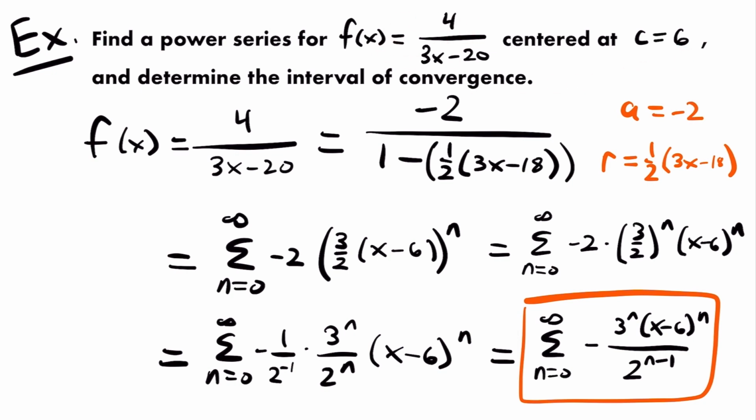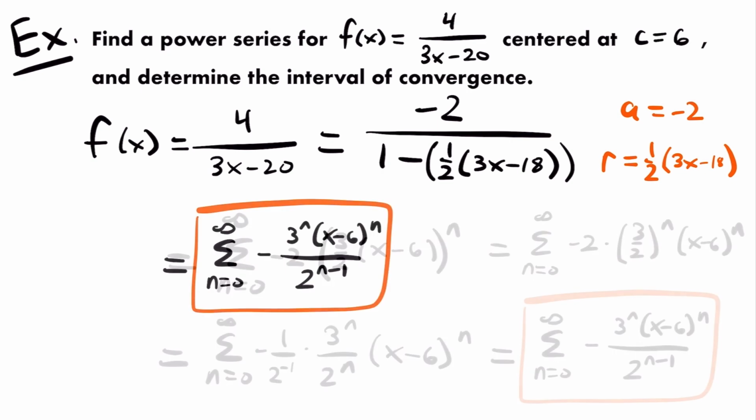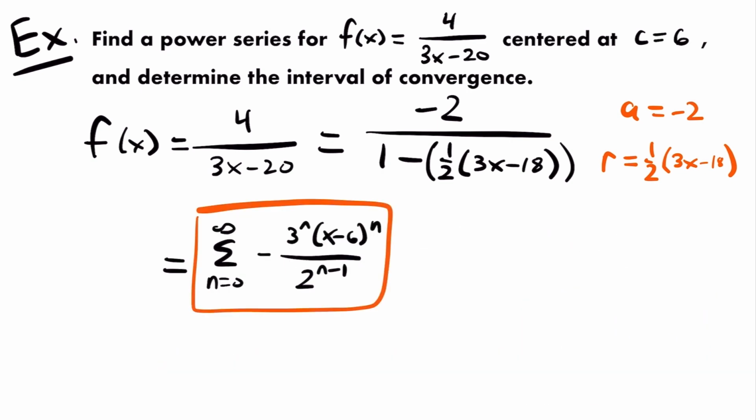All we have to do now is find the interval of convergence. So if I clean up my work, to find the interval of convergence, remember, we just have to check to see when the absolute value of r is less than 1. In this case, r is equal to 1/2 times (3x minus 18), or we could also rewrite that to be 3/2 times (x minus 6), right? We pull out that 3 to have x minus 6, and so we have 3/2 times that quantity.